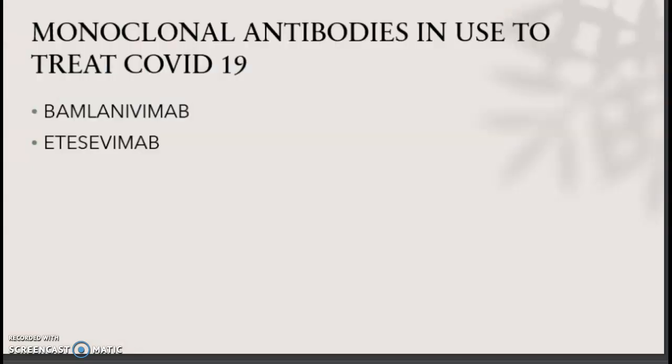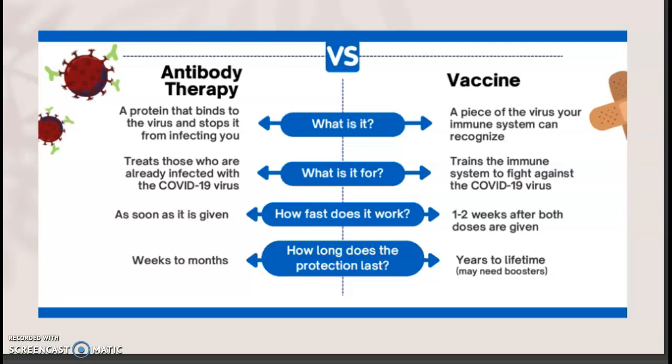During this COVID-19 time, in the US, the FDA gave approval for 2 monoclonal antibodies to be used for the treatment of COVID-19. Bamlanivimab and etesevimab are both used for the treatment, for mild and moderate infections, and within 2 to 3 days positive results were found. Now, finally, what is the difference between antibody therapy and vaccine? One is used for treatment, the other is preventive.